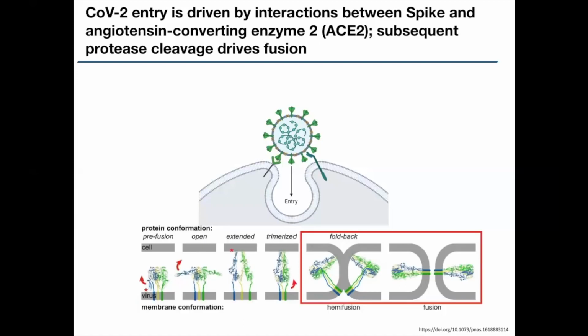And the final post-fusion conformation in these class 1 fusion proteins is always a trimer of hairpins. And by this mechanism, once the fusion has occurred, the viral nucleocapsid with the genome payload can be deposited directly into the cytoplasm of the cell.